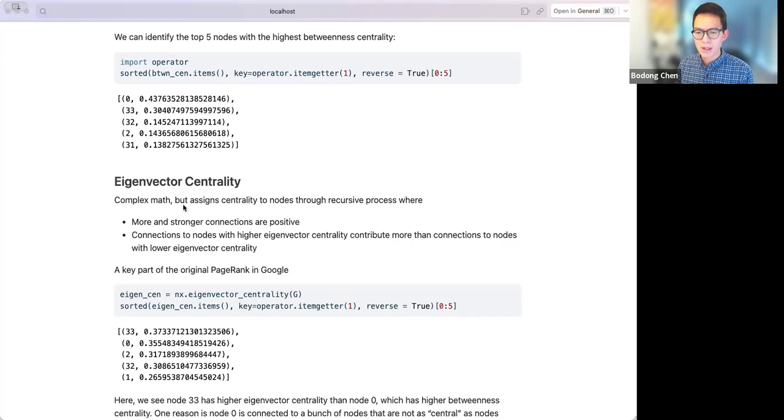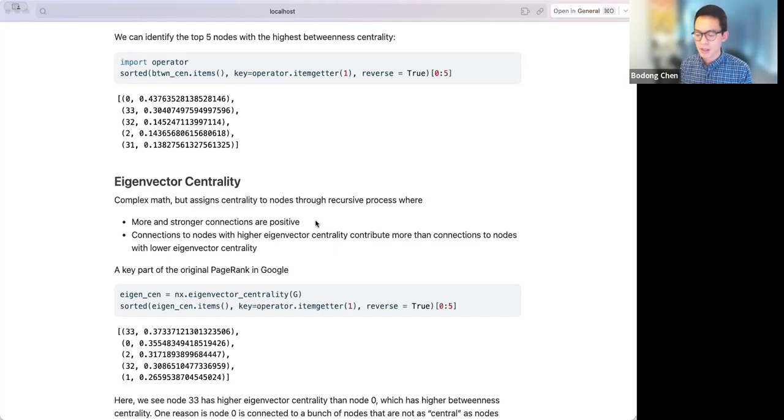The mathematics is a bit more complex. The assumption is that it treats a node as central if the node is connected to other central nodes, right? So it's no longer about how many neighbors you have. It's about whether your neighbors are also important neighbors. That's the intuition of it. I'm not going to get into the mathematical details of it, just for the sake of time.